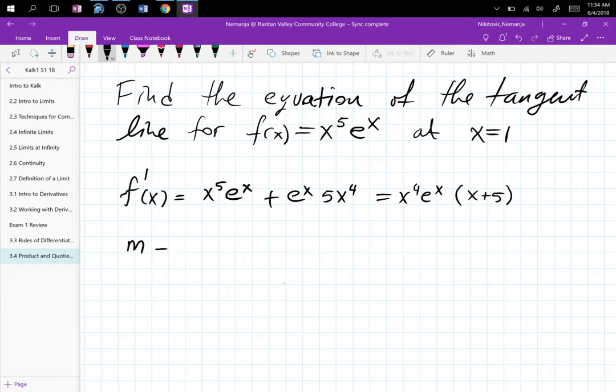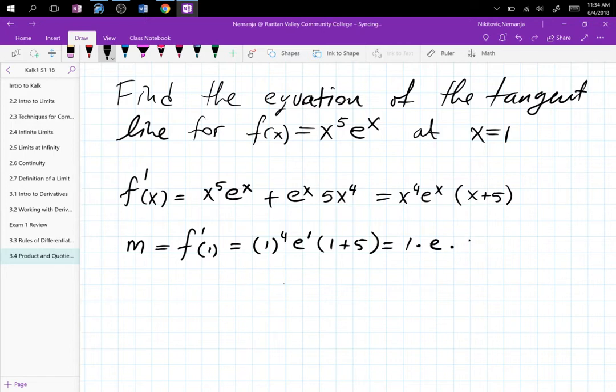Now, the slope of the tangent line is the derivative computed at the point we are interested in. We are interested in x equals 1. So the slope is always the derivative computed at that point. So we are computing the slope at 1, which means each x will be replaced by 1. I get 1 to the fourth power times e to the 1 times 1 plus 5. So 1 to the fourth power is just 1, times e, times 6. So the whole thing is just 6e. Slope m is 6e.